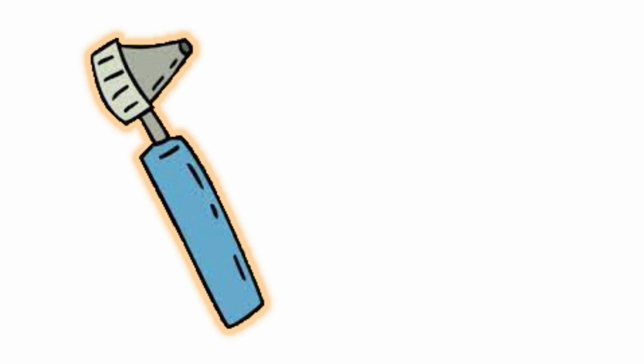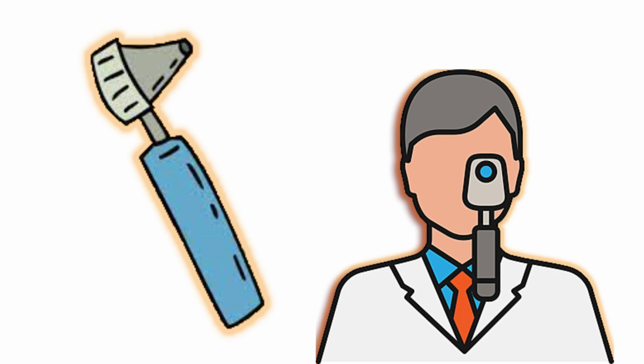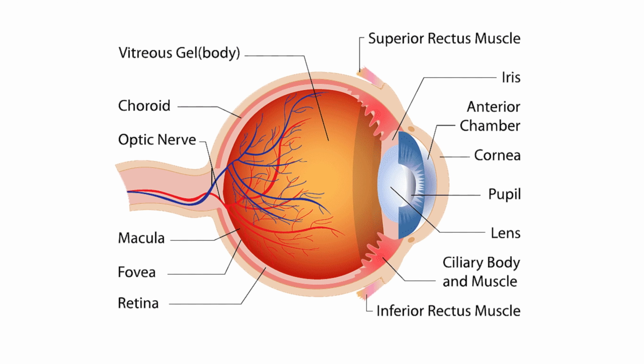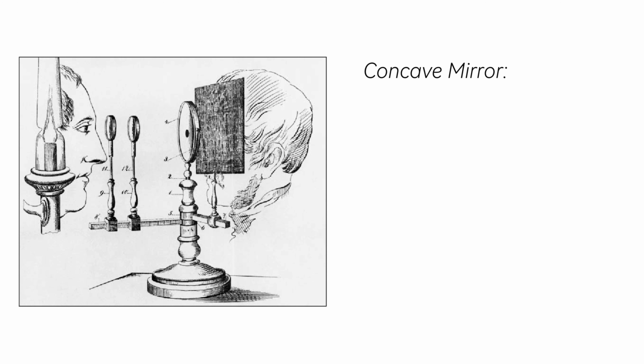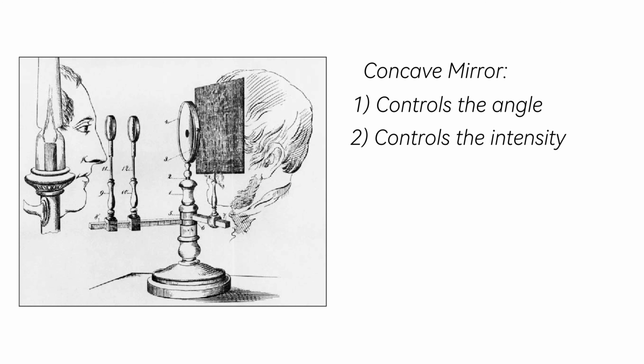Ophthalmoscope. Ophthalmoscopes are major tools used by doctors to examine the interior structure of the eye, such as the retina, optic nerve, and blood vessels. It is basically just a concave mirror. The concave mirror controls the angle and intensity of the light beam. This control is essential for achieving optimal visualization without causing discomfort to the patient.